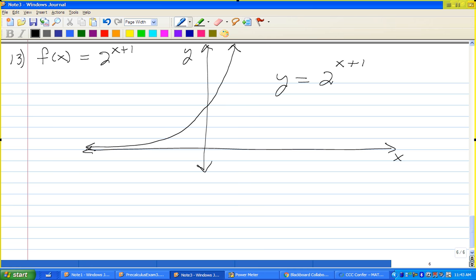And so the horizontal asymptote is still y equals 0. The y-intercept, when x is 0, y is, well, 0 plus 1 is 1, 2 to the 1 is 2.